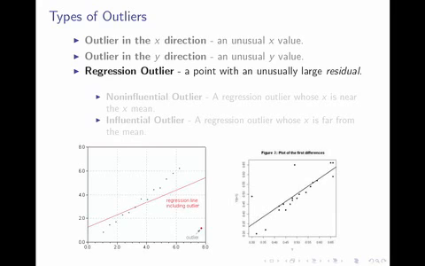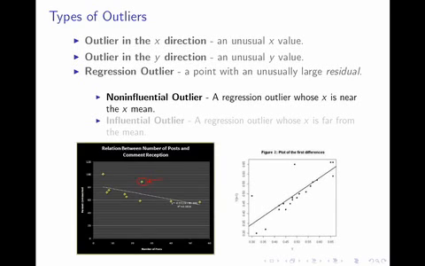So within regression outliers, a regression outlier can either be non-influential or influential. And the definition is very mechanical. You can tell just based on its x value. A non-influential outlier is a regression outlier whose x value is reasonably close to the x mean.